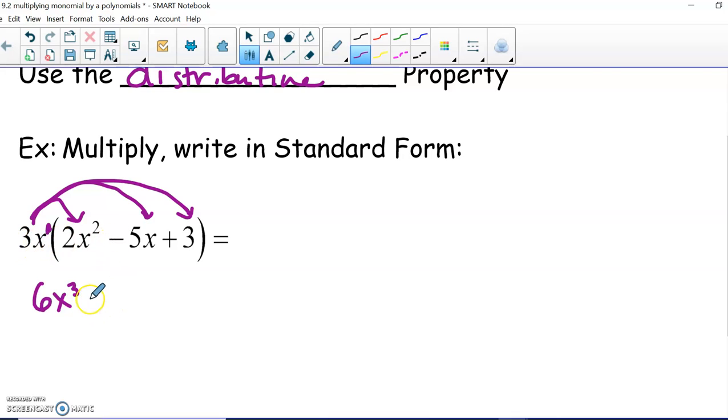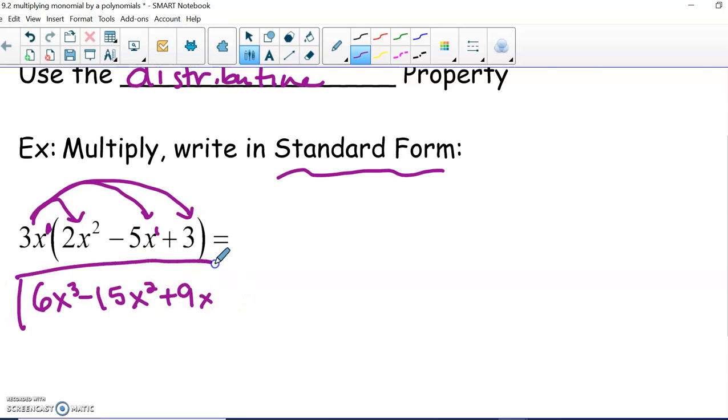3 times negative 5 gives us negative 15. X to the first gives us x to the second, or x squared. And then 3 times 3 is going to give us 9. And then x to the first, no x there, we end up with 1x. And again, the directions say put it in standard form, which means the largest exponent to the smallest exponent. So we have it in standard form.